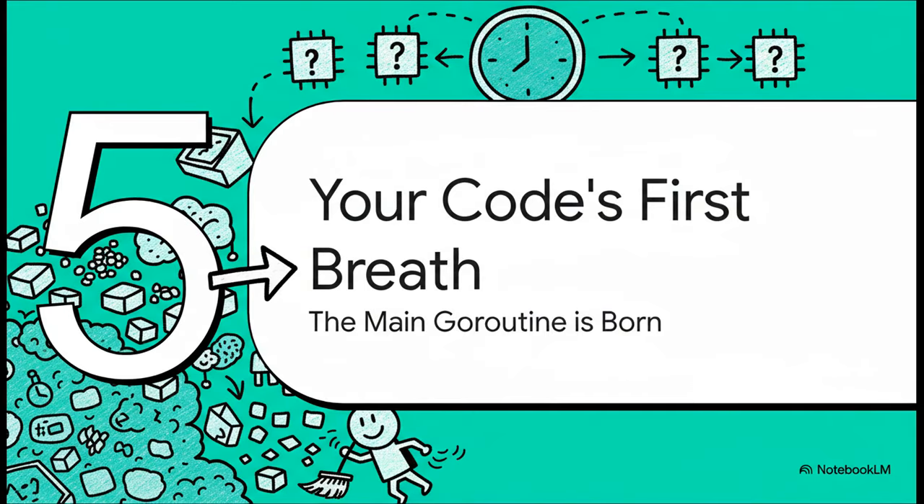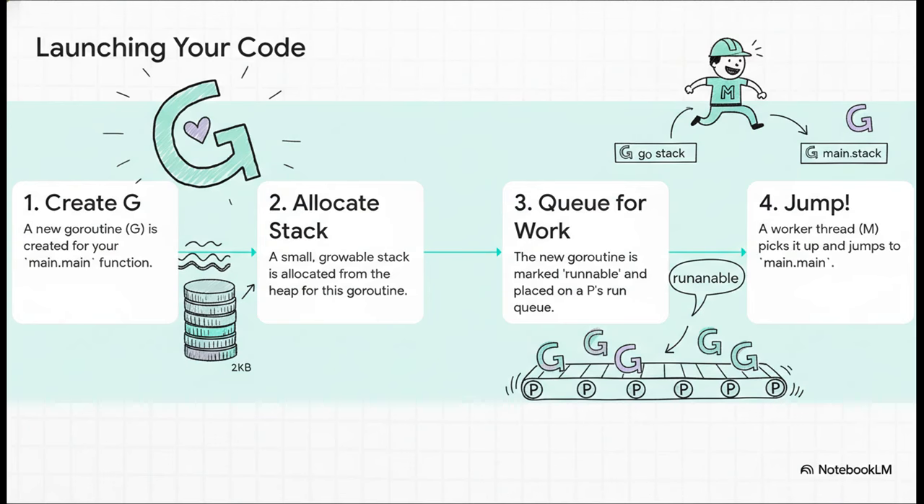So the stage is now fully set. We have a heap, we have a garbage collector, and we have a fully functional scheduler, with idle processors just sitting there waiting for work. The entire Go runtime is alive and kicking. But our own code, our main.main function, still hasn't run. There is one final, crucial step before that can happen. The runtime now performs its final act of creation.